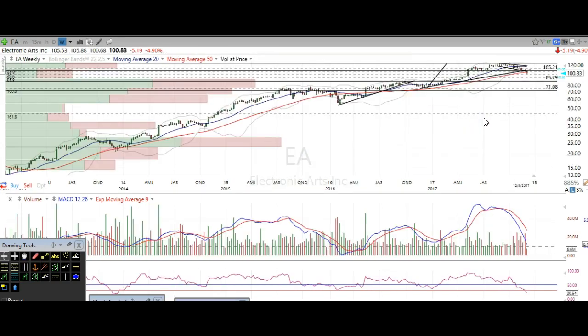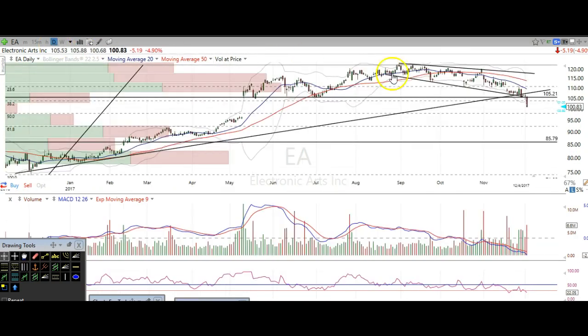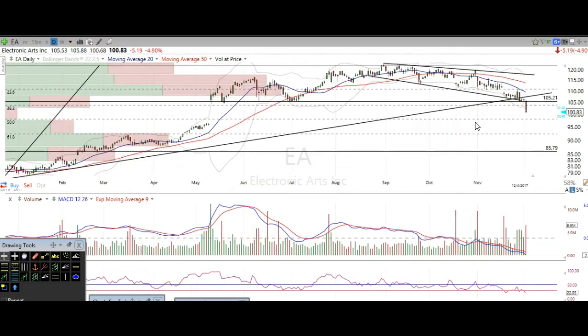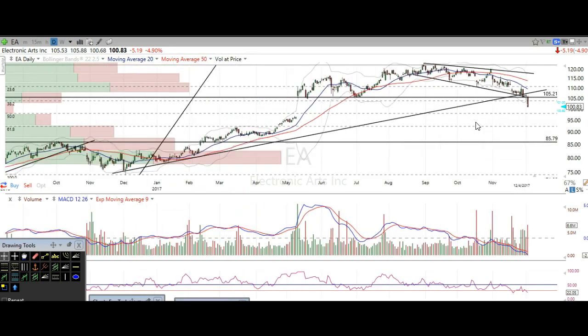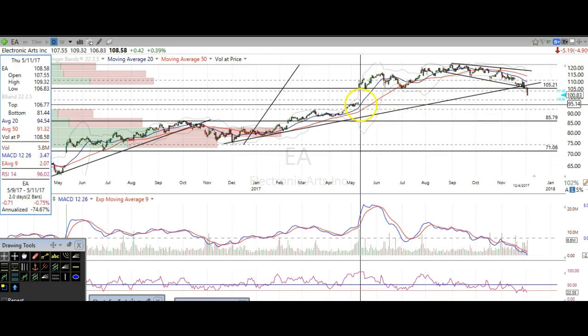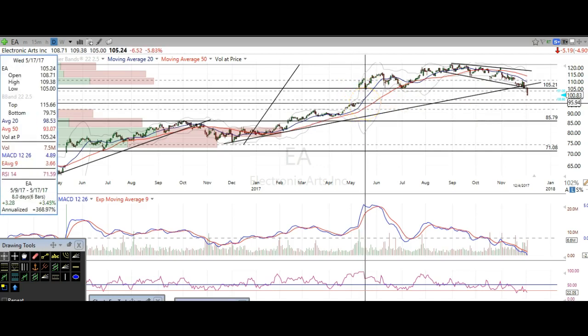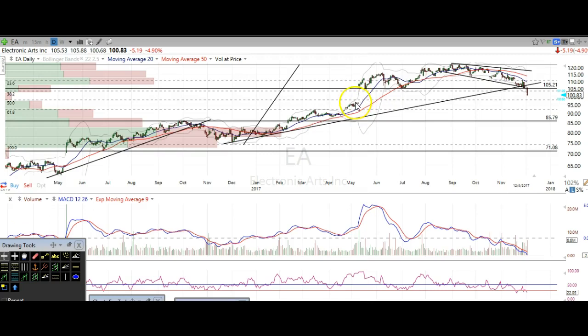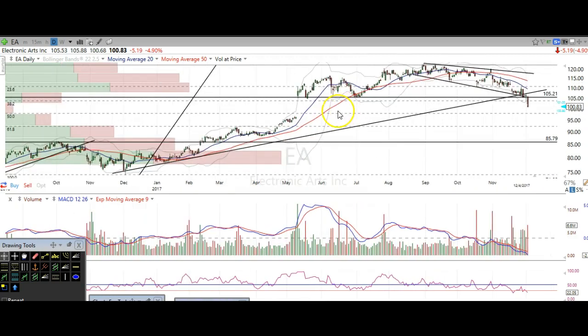The next one we're going to take a look at is EA here, and EA is looking like it wants to fill this gap right around here at about $96. All right, $96. I think that gap is likely going to fill.